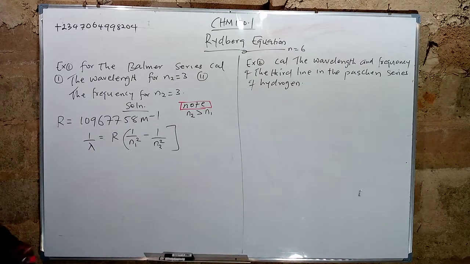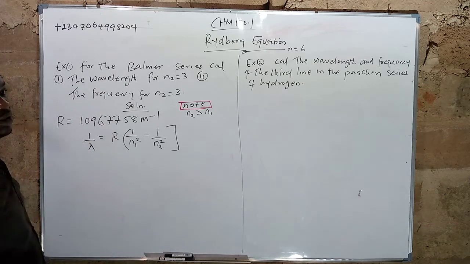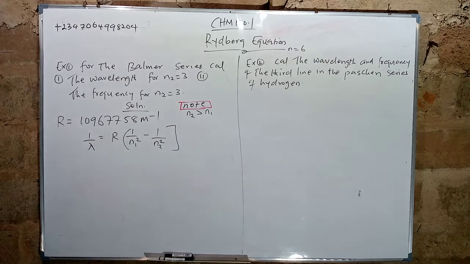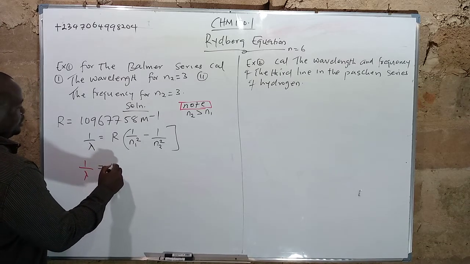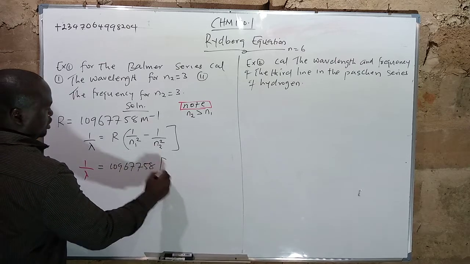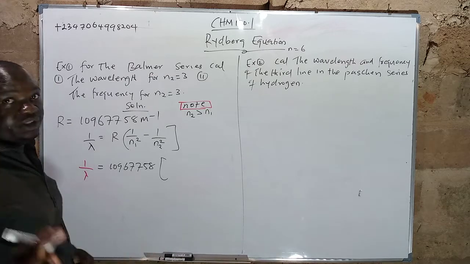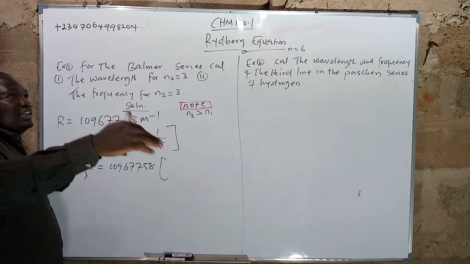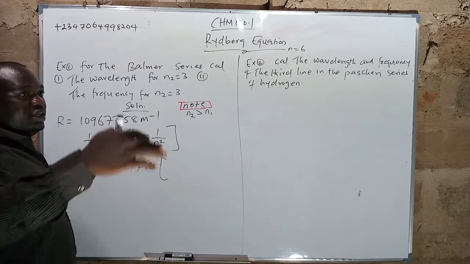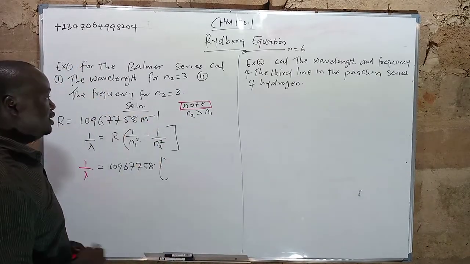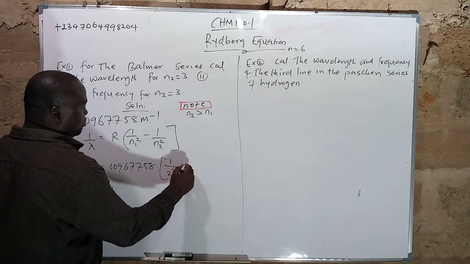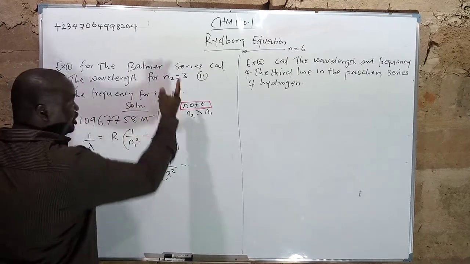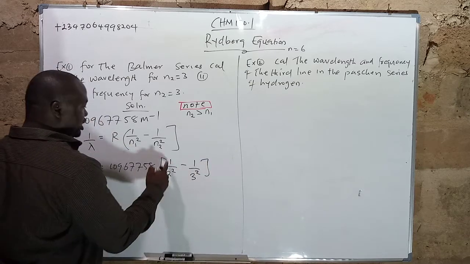Remember we did the Lyman series, the Balmer series, the Brackett, the Pfund series, and the Paschen series. All you need to do to calculate the wavelength is 1 over lambda equals the Rydberg equation. At n equals 1, it is the Lyman series. At n equals 2, Balmer. At n equals 3, Paschen, n equals 4, Brackett, and the rest. Since we have Balmer, n1 is equal to 2, so this is 1 over 2 squared minus 1 over 3 squared, where n2 must be greater. So here it is 1 over 4 minus 1 over 9.